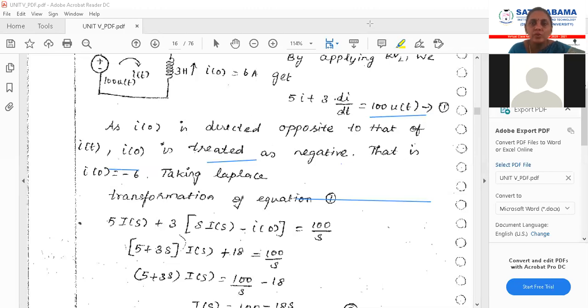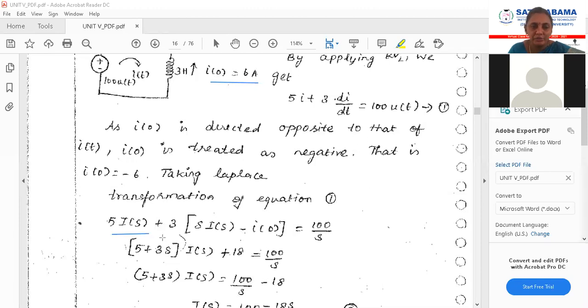Right. Now, next, it has been given that i(0) is equal to 6 amps. After writing the KVL equation, in step 2 you have to take the Laplace transform of that. So if you take the Laplace transform here, you will have 5 into I(s). We are taking the Laplace transform for equation number 1.